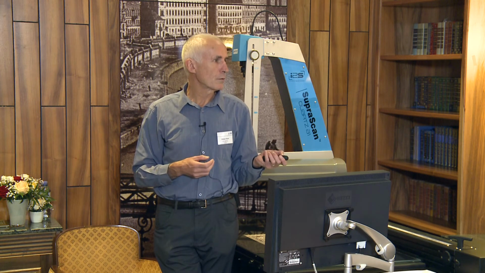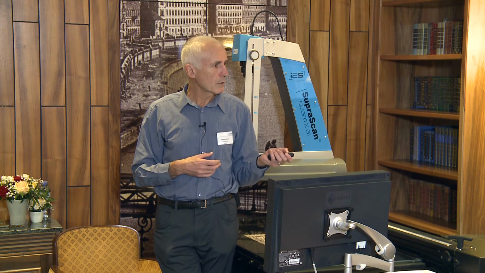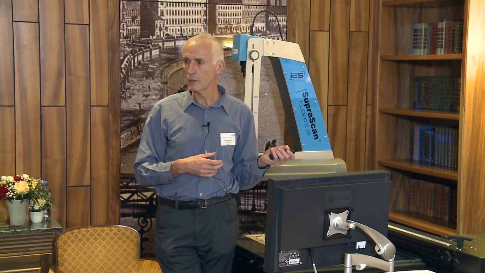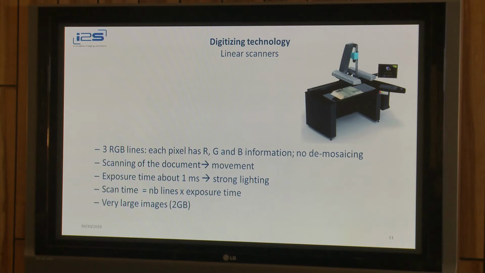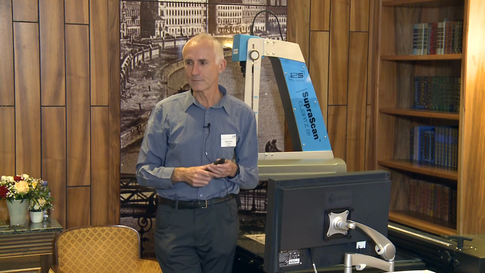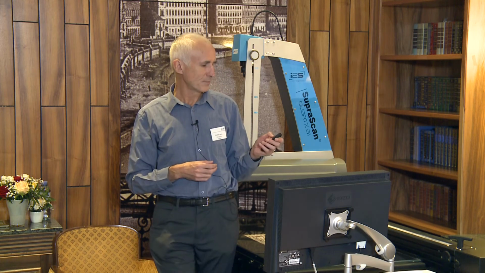So less productivity. But with that, we can build very large images. So scanning, for example, A0 at 600 dpi, we can do nearly 2 GB image in one scan, which is big. We cannot do that yet with a matrix camera. Maybe in the future, but not yet.